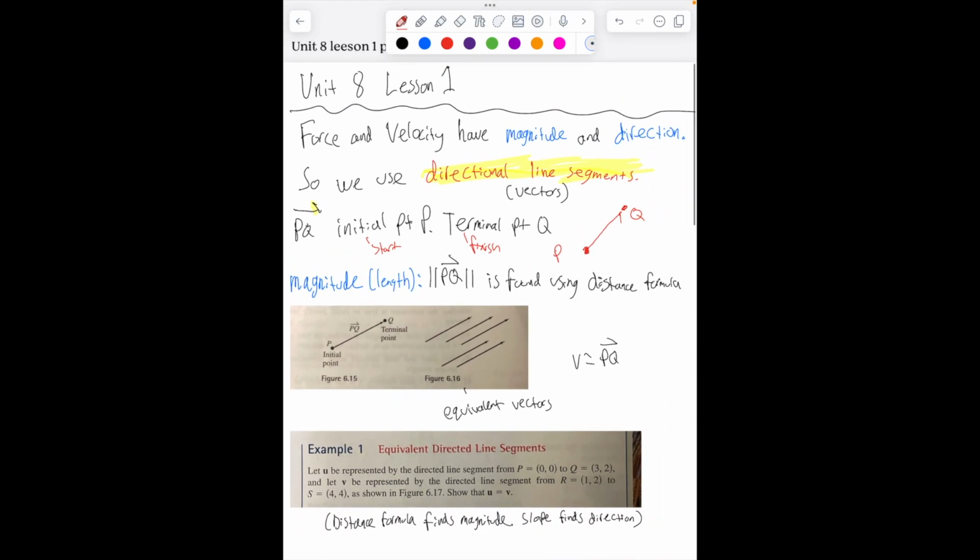When I'm looking at the magnitude, which is like trying to find the length, how long is this vector, we can use the distance formula. Just as a reminder, our distance formula is d equals the square root of x2 minus x1 squared, and then we add y2 minus y1 squared.